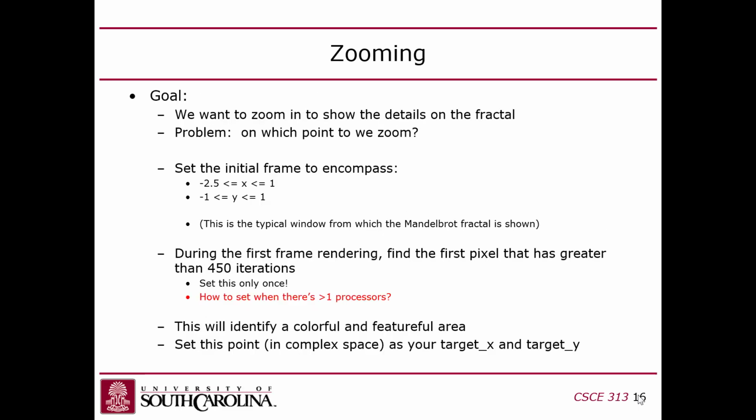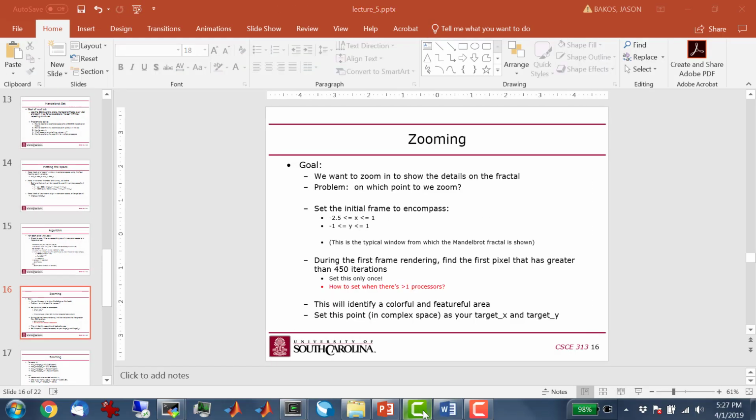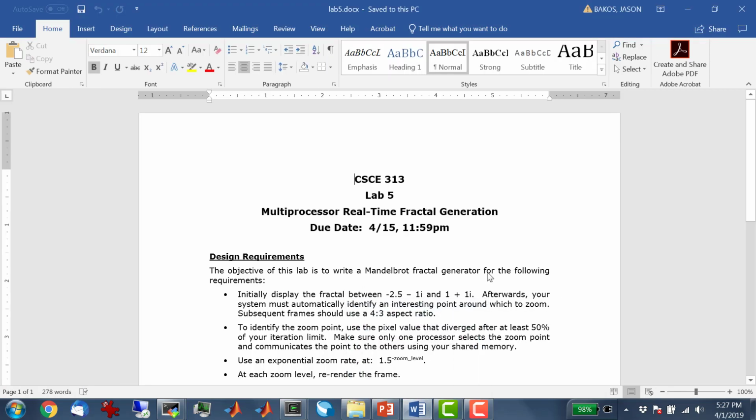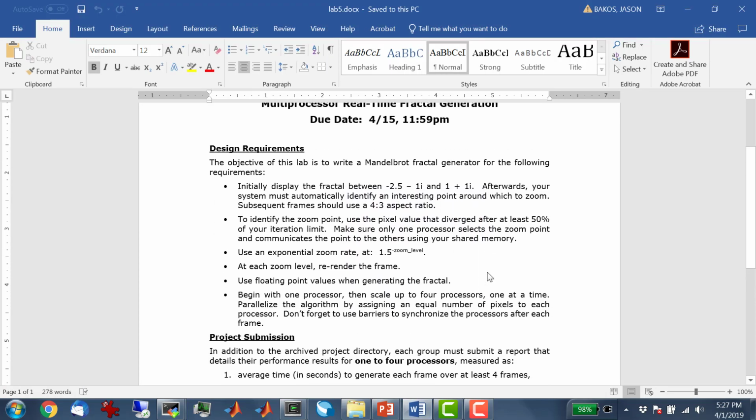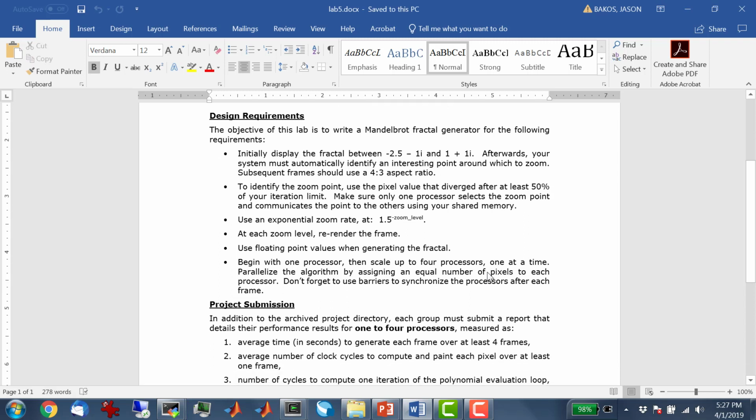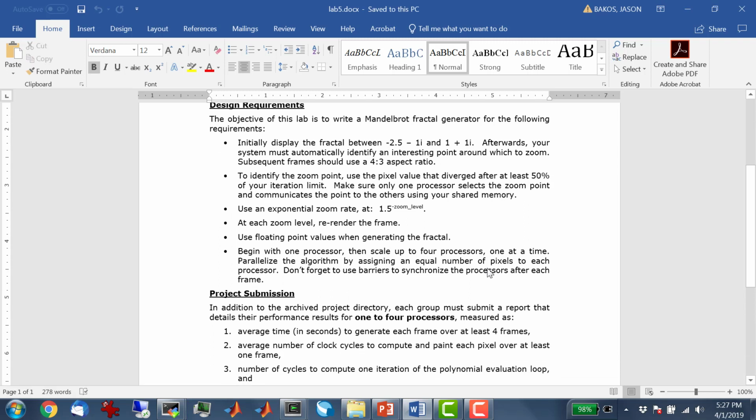Okay. So as far as the lab goes, we actually go over the lab sheet. The lab sheet says I've got this due on 4/15. Initially display the fractal from negative 2.5... Yeah, sorry. The real part is the x. So negative 2.5 to 1 for x, and y is negative 1 to positive 1, right? Hopefully I didn't screw that up earlier. Yeah, negative 2.5 to positive 1 for the x. That's the horizontal. The vertical is negative 1 to positive 1.